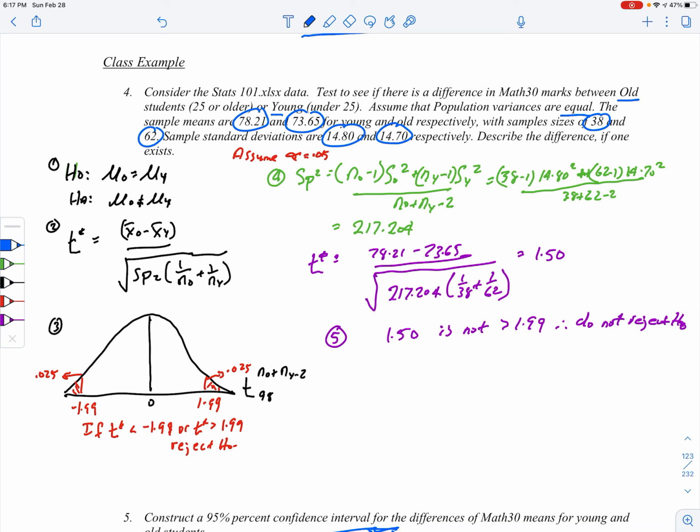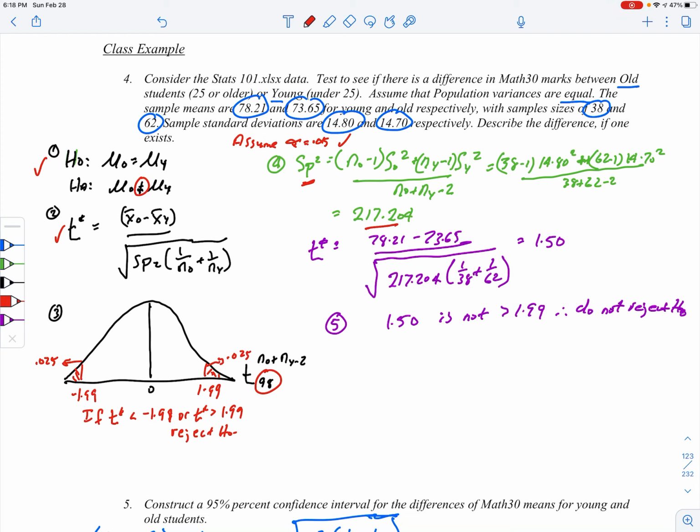Up here we've got the calculation of the pooled standard deviation. I'm not going to walk through that with you, but you end up with a pooled variance, because it's Sp squared, of 217.204. Then you stick that into the formula here, and you get 1.50. And 1.50 is not greater than 1.99, so do not reject H0.